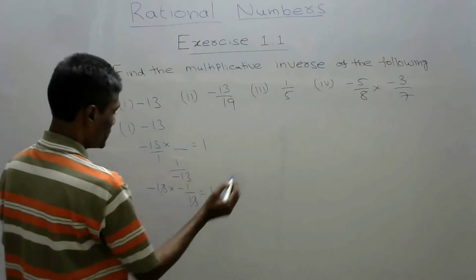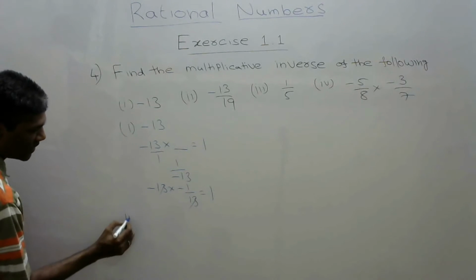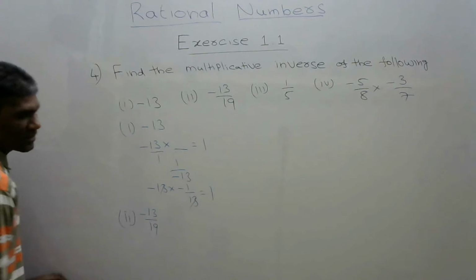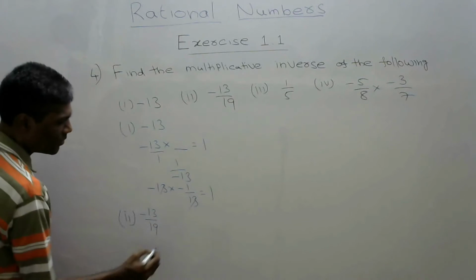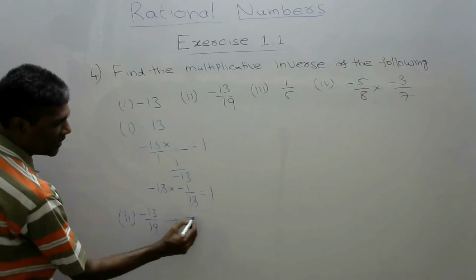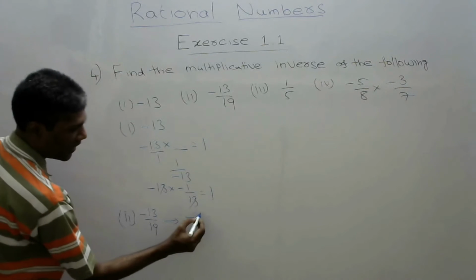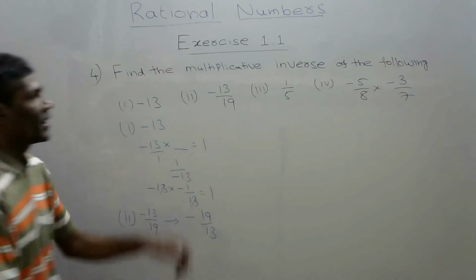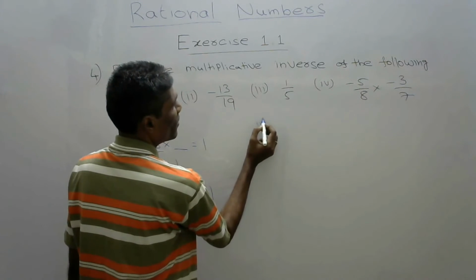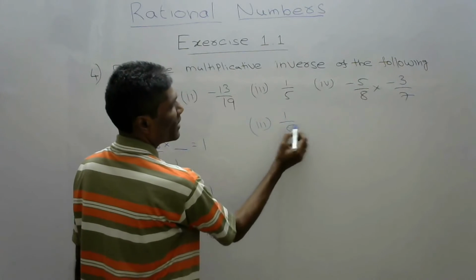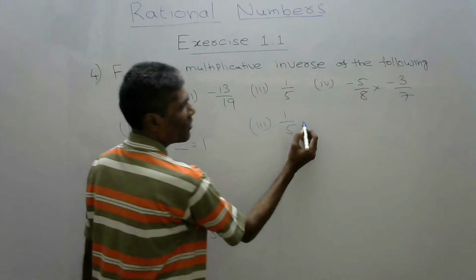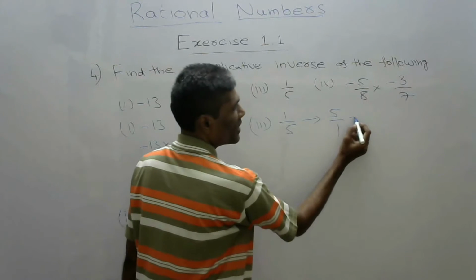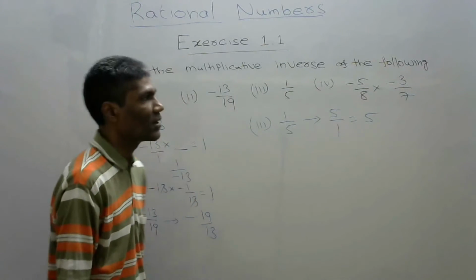Next one. Second: minus 13 by 19. Simple, direct. Take the reciprocal. Minus 13 by 19, change it: 19 by 13. As simple as that. Next: 1 by 5. The multiplicative inverse of 1 by 5 is 5 by 1, or simply we can write it as 5. Next.